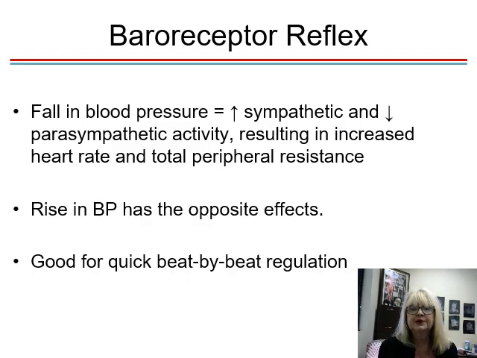So a fall in blood pressure equals an increase in sympathetic and a decrease in the parasympathetic activity. So this results in increased heart rate and total peripheral resistance. A rise in blood pressure has the opposite effects. It's good for a quick beat-by-beat regulation.